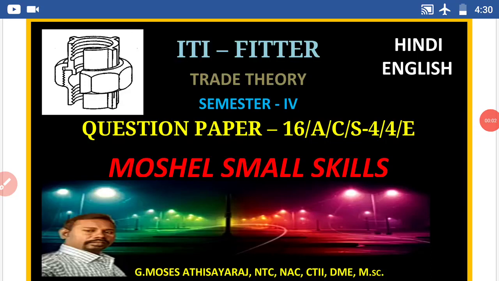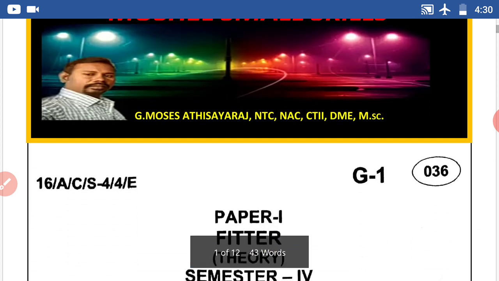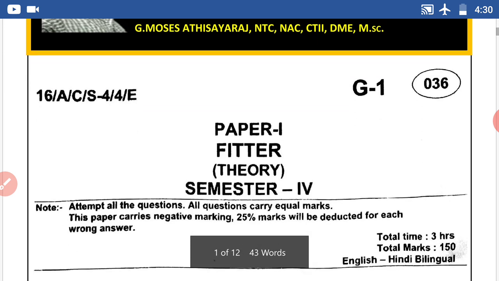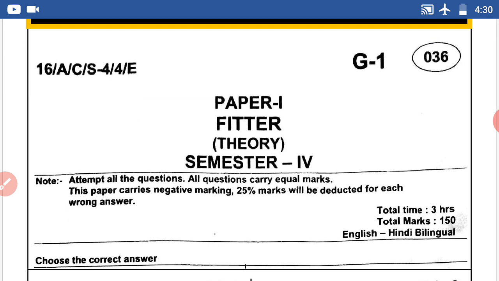ITI Fitter Trade Theory Semester 4 Question Paper. Year 2016. Semester 4 Fitter Theory. Question number 1.